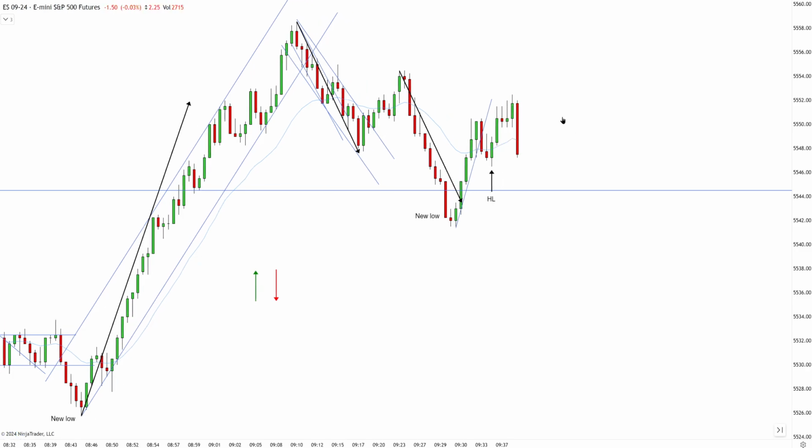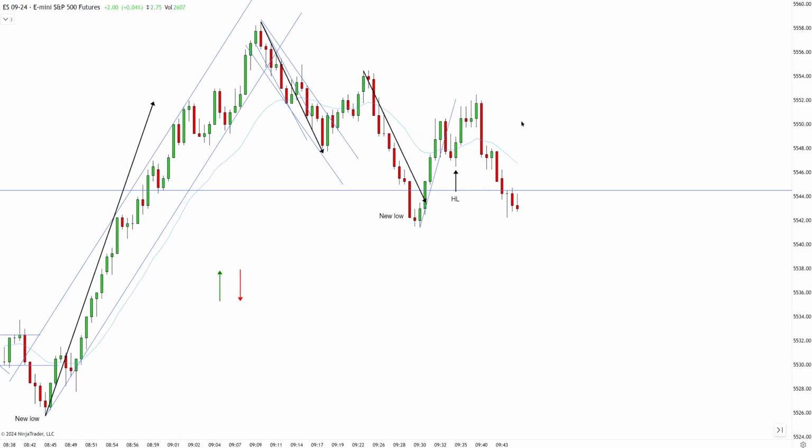Can you get a failed second entry? Sure, we cannot. And now notice what happened. This is important because this made my job much harder now. Why? Because bias is unclear.